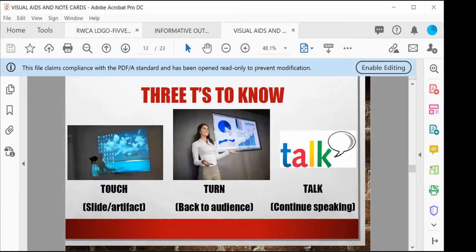3 T's you all should know. These are 3 T's: touch, turn, talk. You touch or you point to your artifact so that people know this is where you want them to look. You turn back to the audience and then you speak. So it's a quick kind of thing. Take a look here at the top right corner, and turn back to the audience and continue to talk. What you will find is blah, blah, blah.